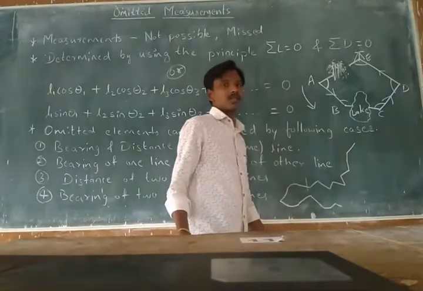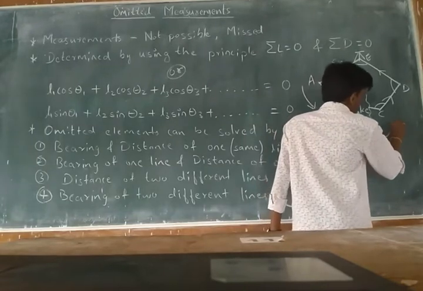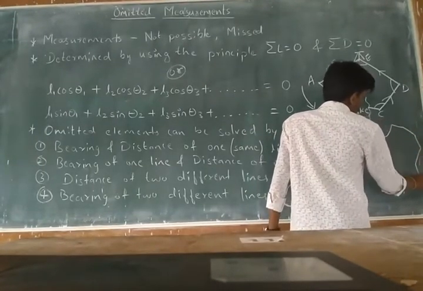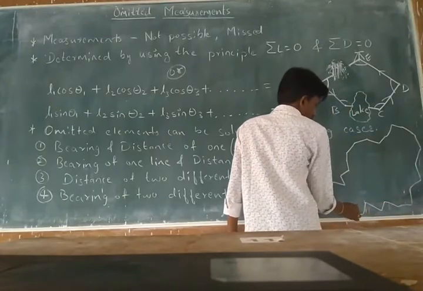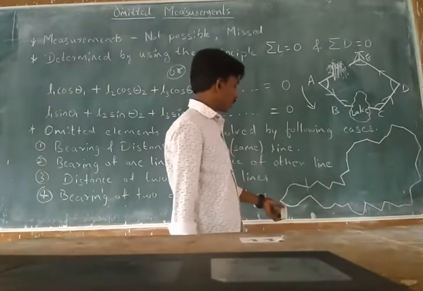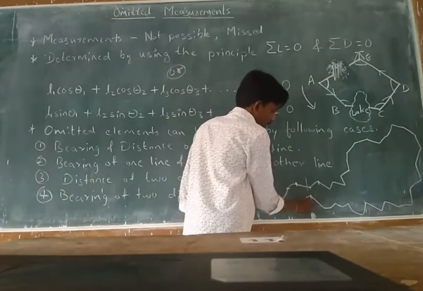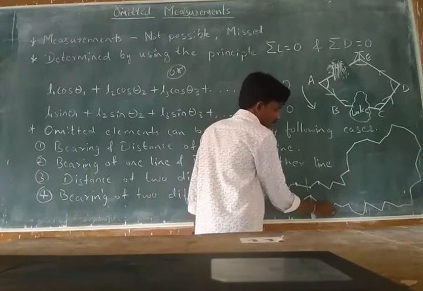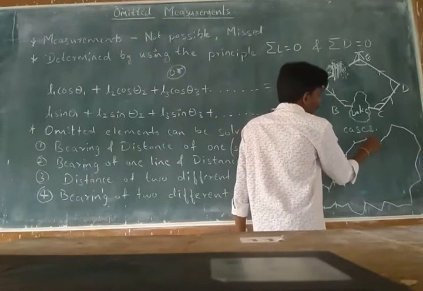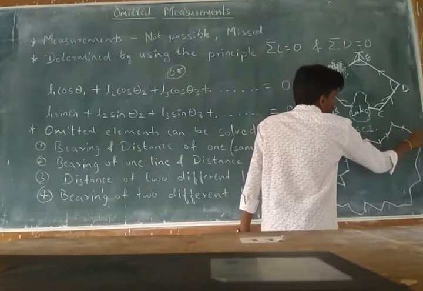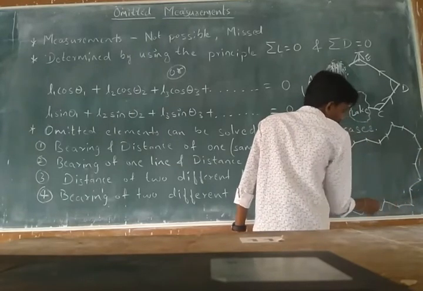See, a traverse does not always have a regular shape, so it might be in any shape. You are just connecting the points here. Here you can see many points. These are the points, or traverse stations. So here you have many traverse stations for measurement of distance, and you have to measure many angles.